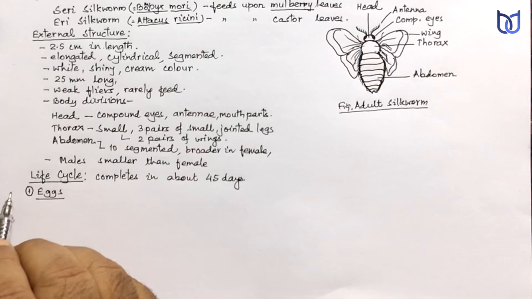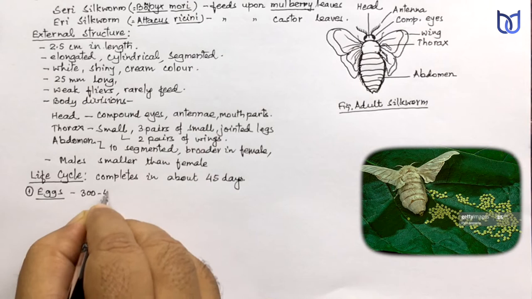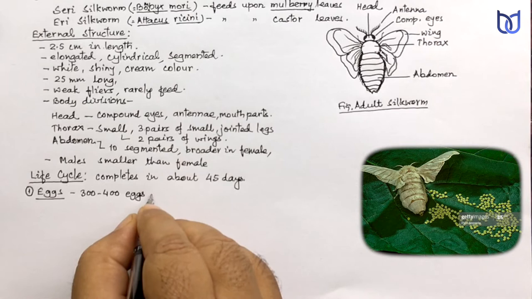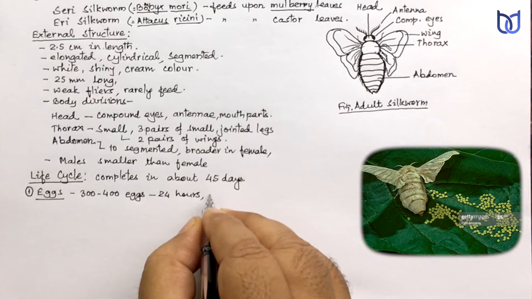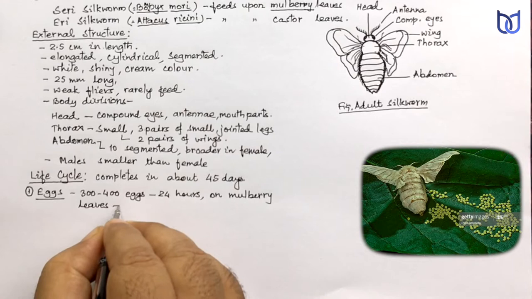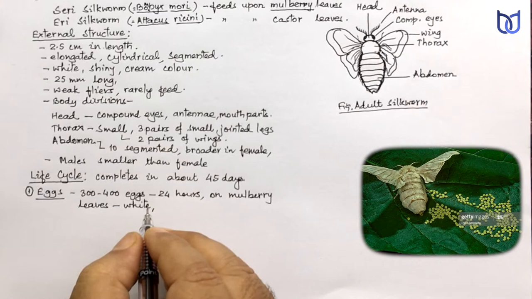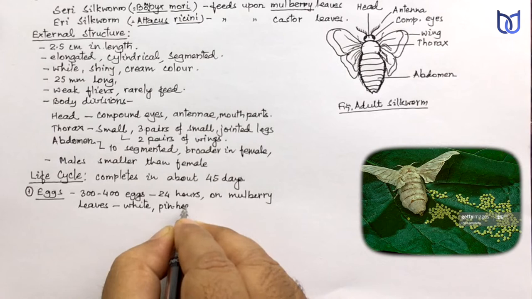The adult female silkworm lays about 300 to 400 eggs in about 24 hours. The eggs are laid in groups on mulberry leaves. These are small, white, single-celled stages of pinhead size. You must remember paper pin. So, very small.